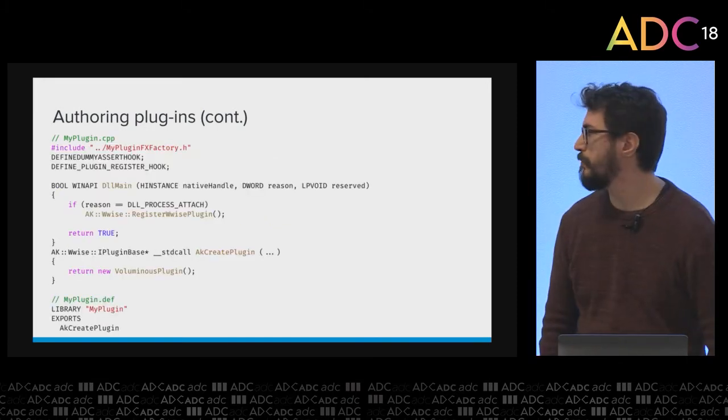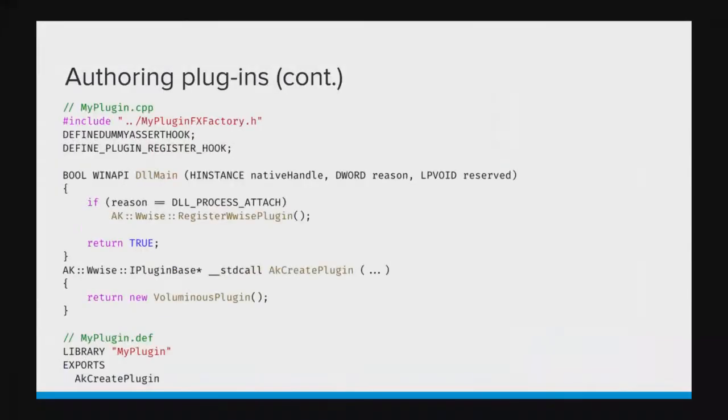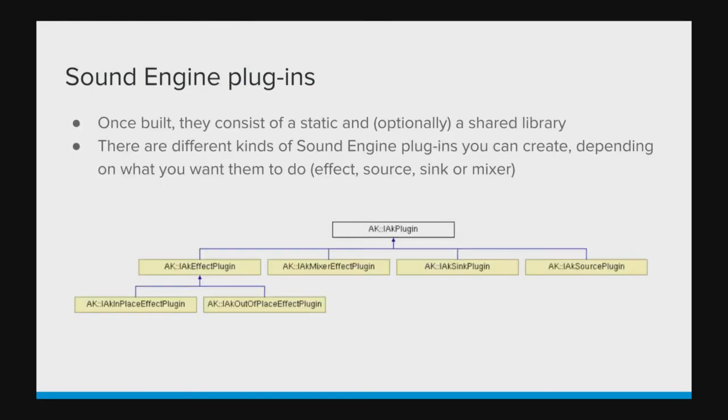And then you have some boilerplate code, like I said before. The plugin actually allocates the memory for itself in the EK create plugin hook. And then you have to register your plugin when the DLL is attached. So that's basically what's necessary for the authoring part.